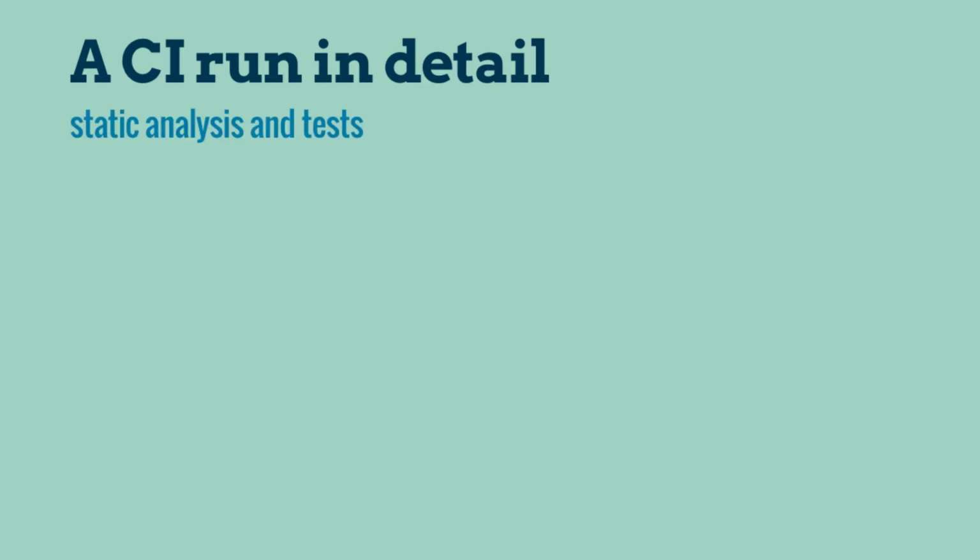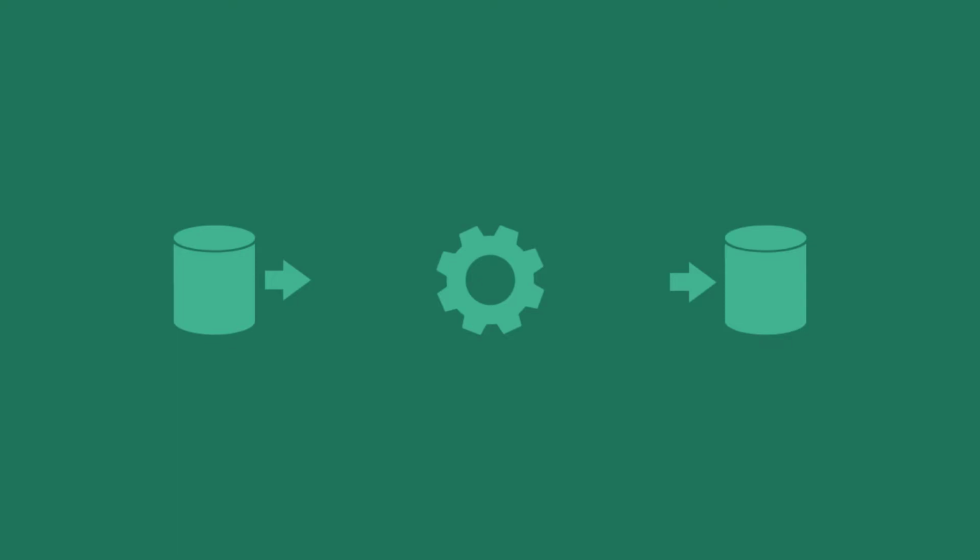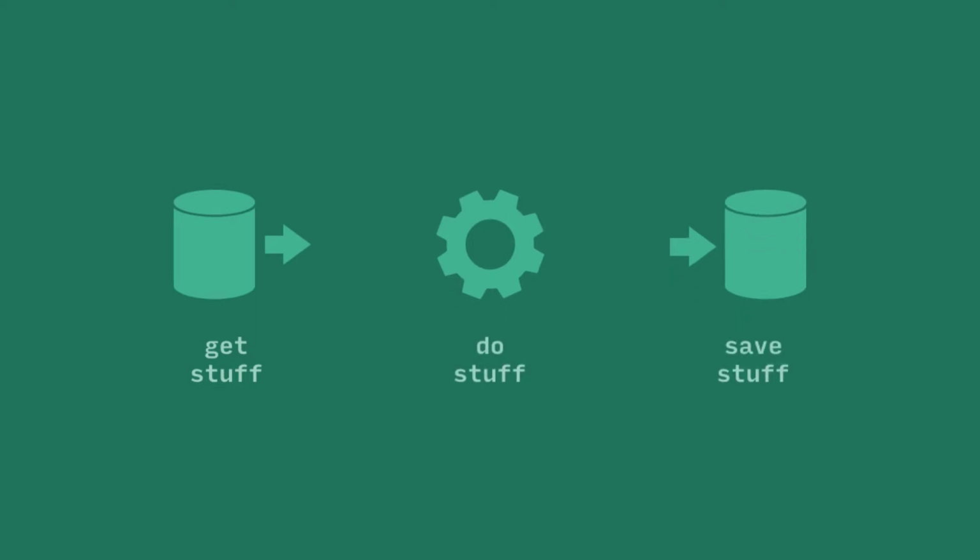Last up, static analysis and tests. They're pretty much the same thing, so the structure is the same. Restore from workspace, restore caches, run the tasks, and then store the artifacts. In this case, run task could be running detekt and ktlint or running the tests. So again, get stuff, do stuff, save stuff. If there's one thing that is really important about this whole practical example, it's these 3 things. When you are writing tasks for your CI, and it's a cloud CI that uses containers, thus all the steps and jobs are isolated, then what you want to do is get stuff, do stuff, save stuff.